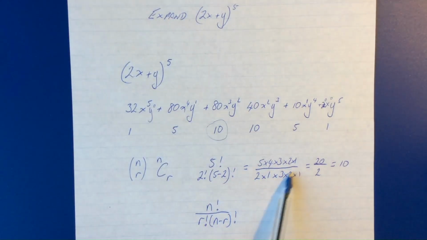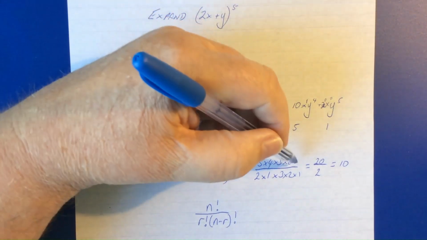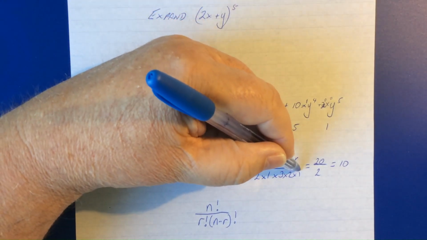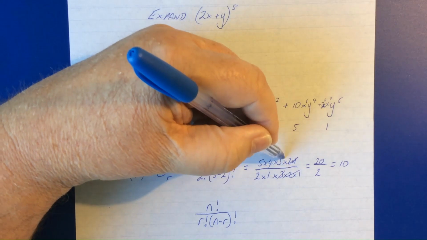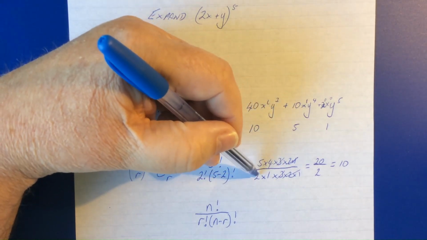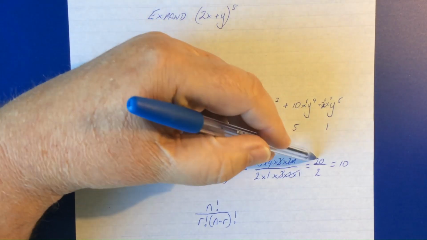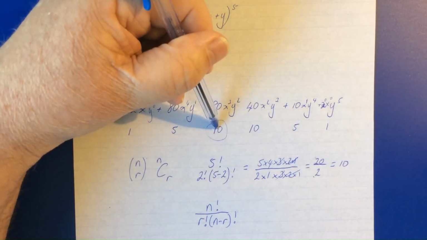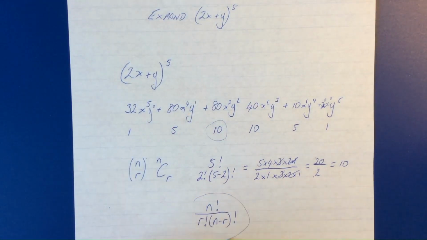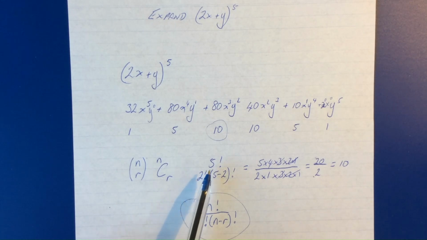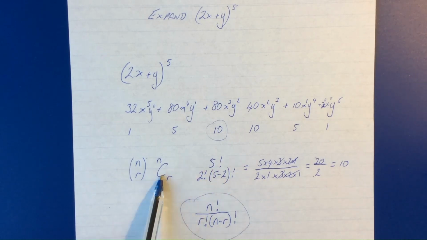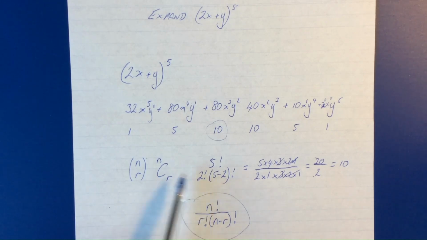And this works out, by the time we've done a little bit of cancelling, which I will do here now, to 5 times 4 over 2 times 1, which is 20 over 2, which is 10, which gives us that number. And this is the formula for this and for this. This is just the notation for this.